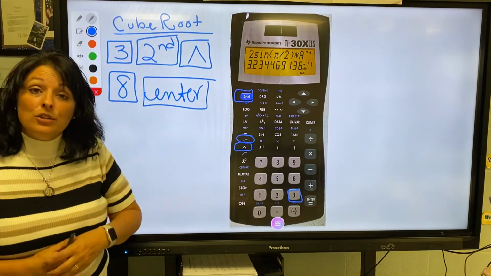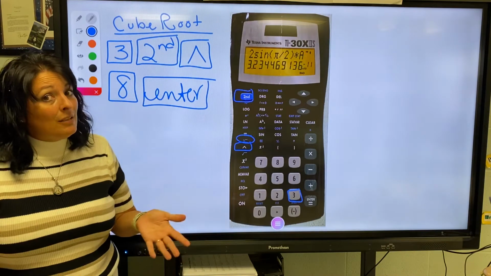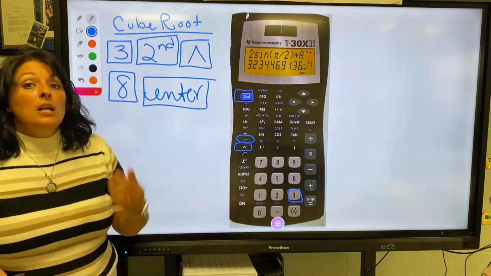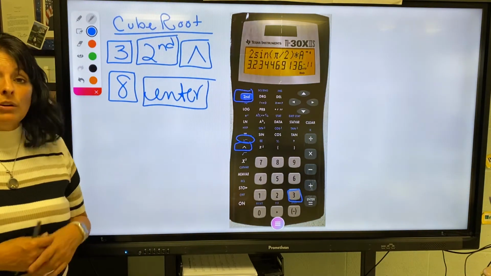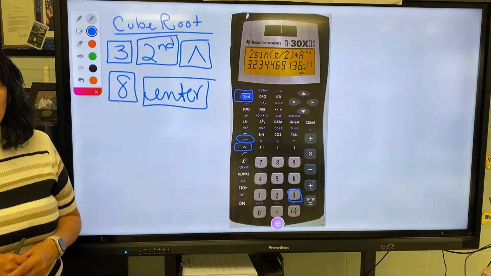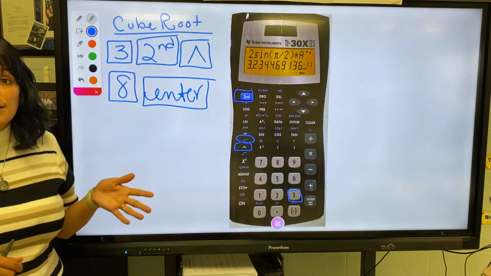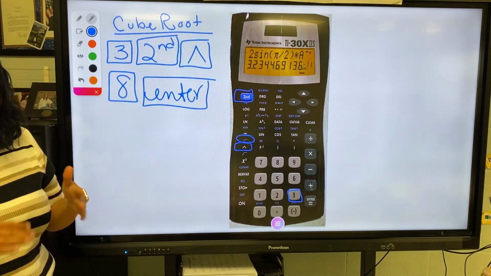Now your calculator should say 2. If it doesn't, you did something wrong. Check your function buttons, clear your calculator out, and try it again. Okay, go ahead and pause this video, and when you're ready to resume, hit play.